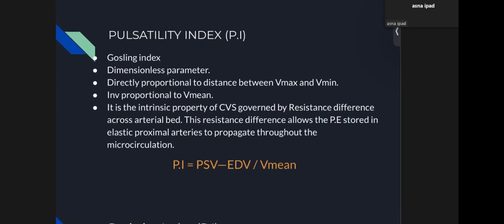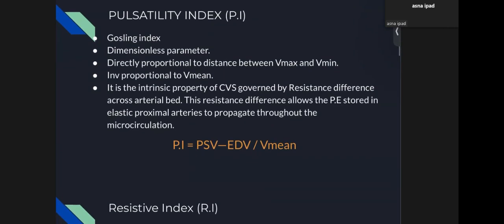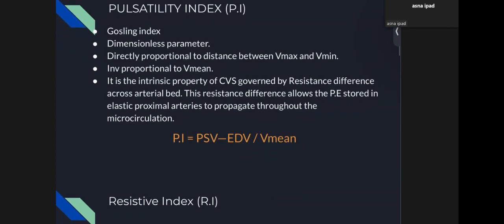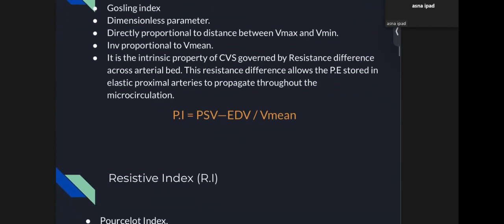It is an intrinsic property of the cardiovascular system governed by resistance difference across the arterial bed. This resistance difference allows the potential energy stored in the elastic proximal arteries to propagate throughout the microcirculation. So this is how you calculate PI. PI is PSV minus EDV divided by mean velocity.